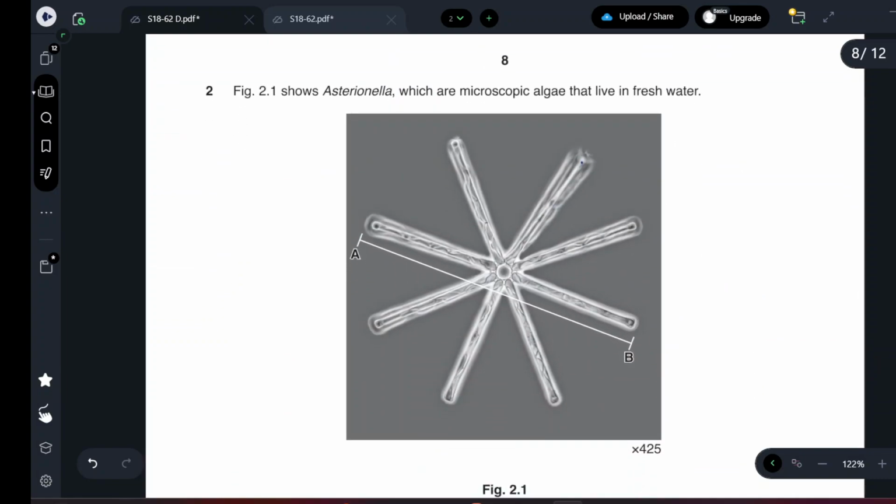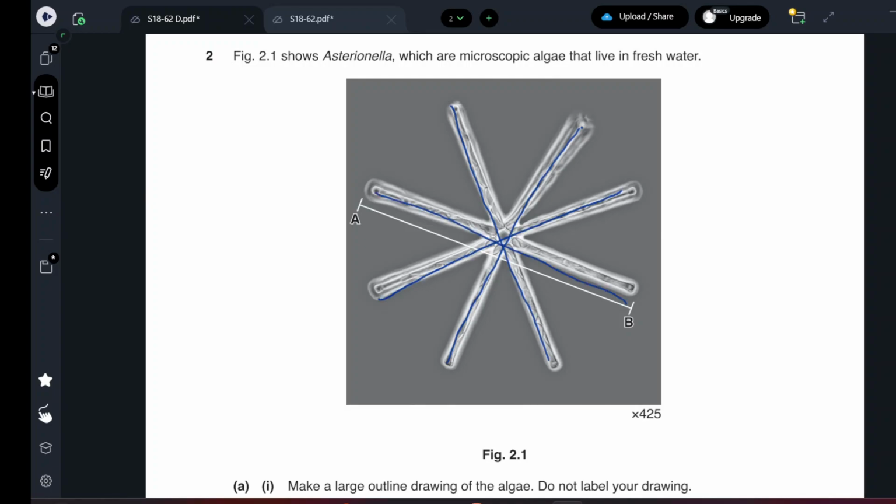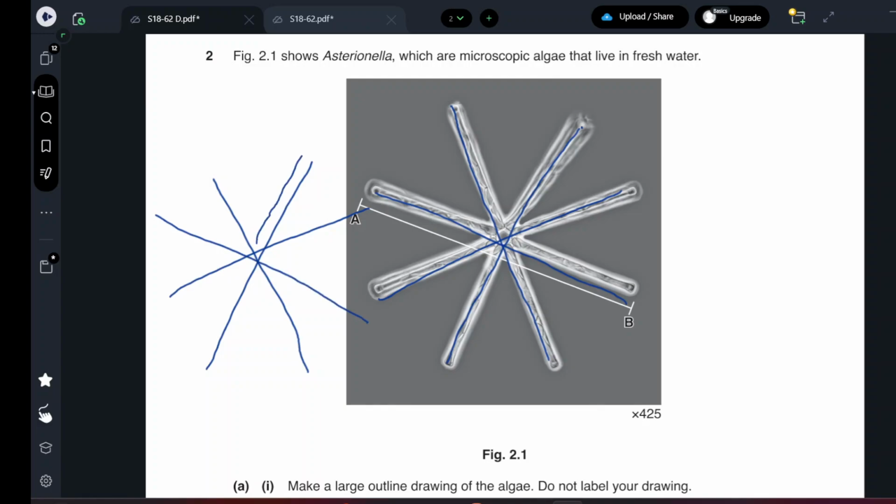The second question is about Astronella, which are microscopic algae that live in fresh water. He asked you to draw this algae. How am I going to draw it? You can draw guidelines for yourself. Like here we have 1, 2, 3, 4. So if you want to draw it accurately, you will draw 1, 2, 3, 4. And then you will draw the rods around it, long, a bit rectangular rods, 8 rods. It has to be the same number.